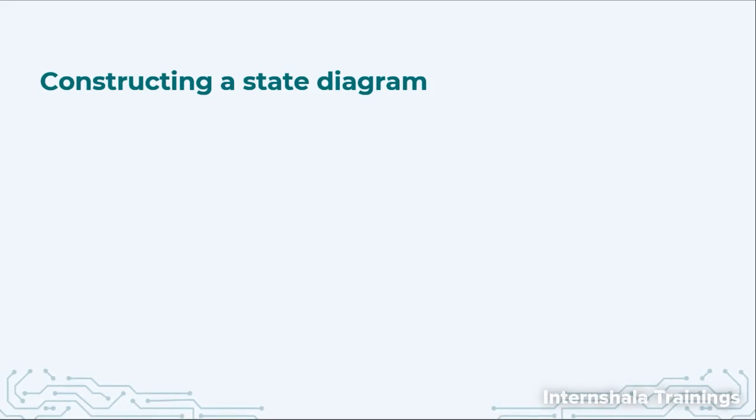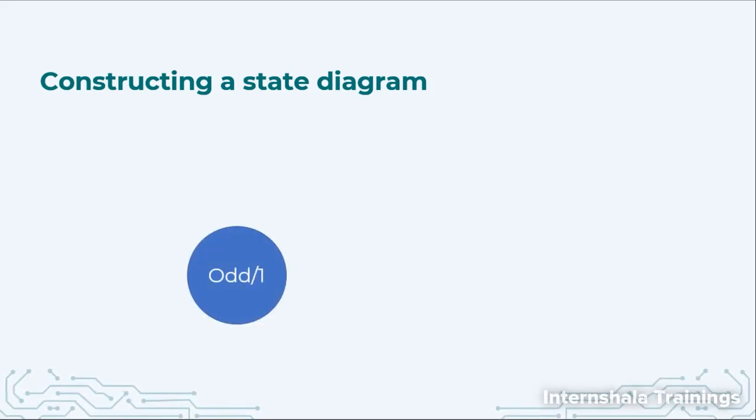So we start the construction. We said I have my state which is odd, that means number of A's are odd, and /1 means whenever I am in this state the output is 1. The next state is even. That means the number of A's are even, and /0 means whenever I am in this state the output is 0. So this is clear.